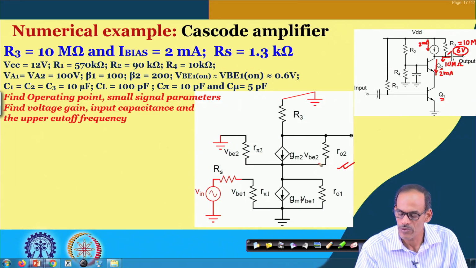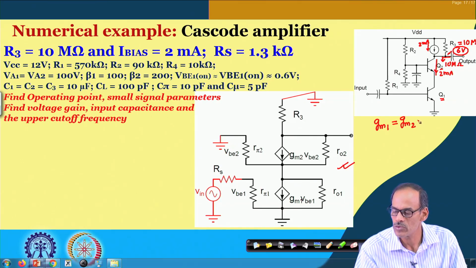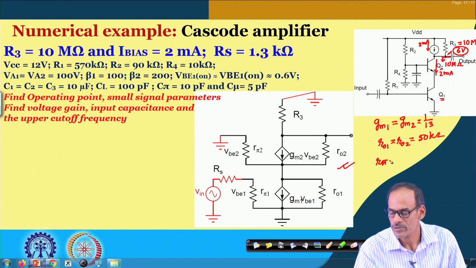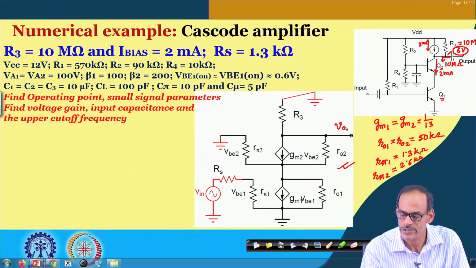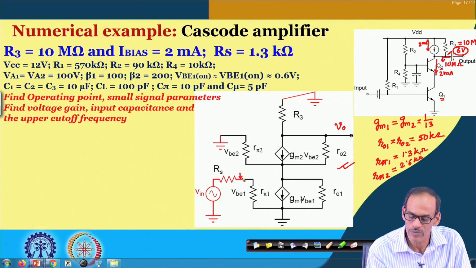Now, before we go into the small signal equivalent circuit, I would like to recall that the values of gm1 and gm2 are both 1 by 13, ro1 and ro2 are both 50 K, rπ of transistor 1 is 1.3 K, and rπ2 on the other hand is 2.6 K. So, with that, let us see what voltage is coming here in the small signal equivalent circuit. Suppose we have vb voltage here.